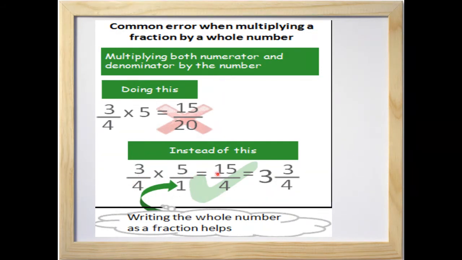So 3 into 5 is equal to 15, 4 into 1 is equal to 4, and 15 by 4 is an improper fraction. So we have to divide 15 by 4. So we get 3 3 by 4. Understood, children? So please, children, do not commit this mistake, that is multiplying the numerator and denominator by the whole number. We only have to multiply the numerator by the whole number. Is it clear?